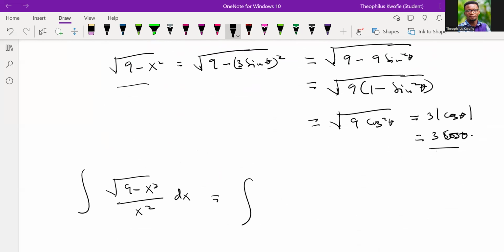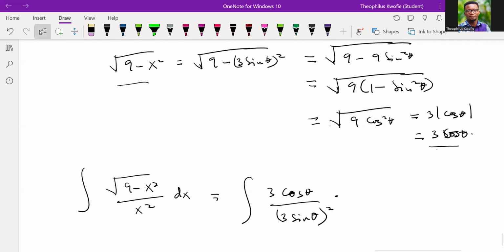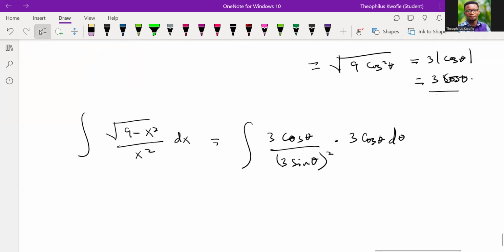Now, what is the square root of 9 minus x squared? Now we found it to be what? 3 cosine theta, okay? And what is x? My x we know is what? 3 sine theta. But remember it is squared, okay? And what is my dx? From here, my dx was what? My dx was 3 cosine theta d theta, okay? Very good.